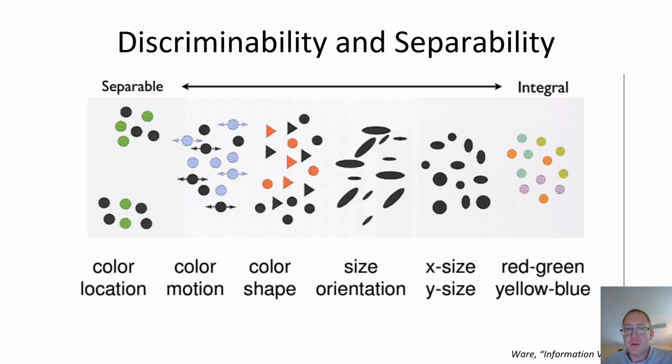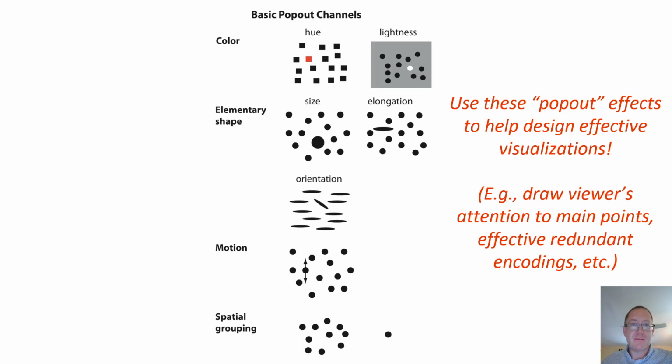So color and location work, color and shape work, okay, size and orientation work. Depending on what you're looking at, there are different levels of how much you can separate these things. And so if I want a pop-out effect, there are some key design principles, right? I can get pop-out effects from all these things.